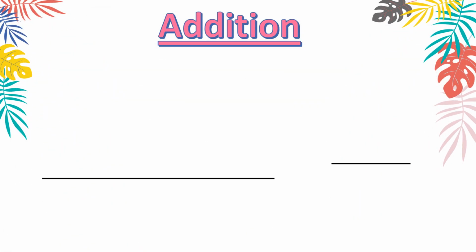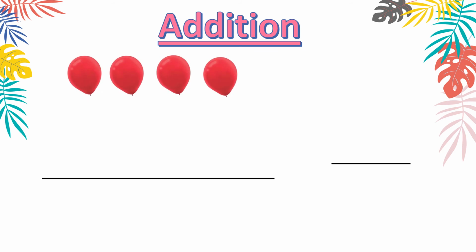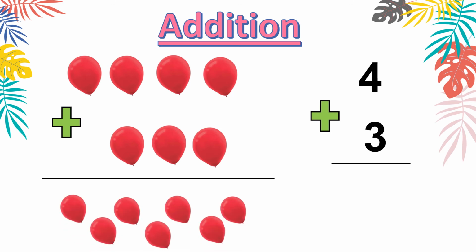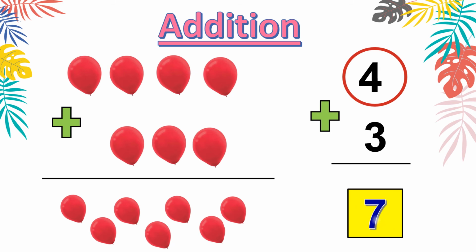If we have here 1, 2, 3, 4 balls plus 1, 2, 3. If we count all of the balls, 1, 2, 3, 4, 5, 6, 7. So we have here 7 balls. Now we are going to add 4 plus 3. What should I do? Circle the greatest number, put the greatest number in my mind, 3 on my fingers, and let's count after 4, 5, 6, 7. So the sum is 7.